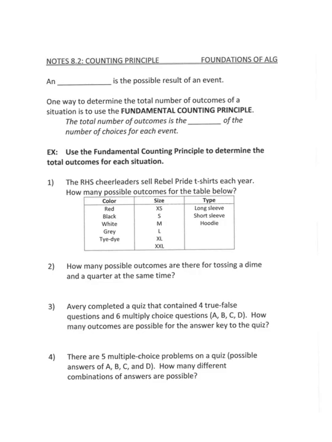In chapter 8.2, we are going to talk about the counting principle. Before we talk about the counting principle, we first need to know that an outcome is the possible result of an event. One way we determine the total number of outcomes of a situation is to use the fundamental counting principle. This is that the total number of outcomes is the product of the number of choices for each event.